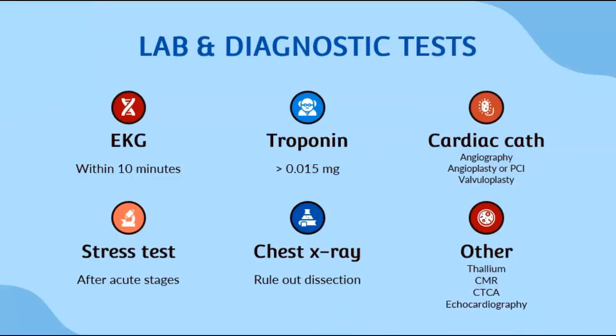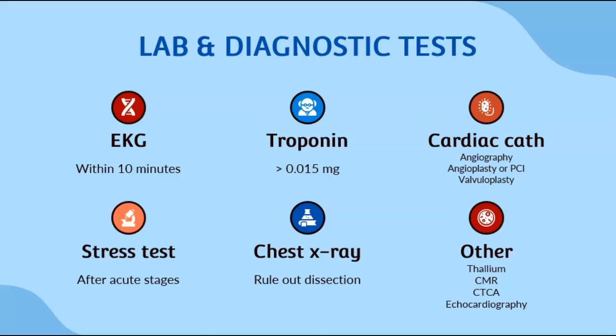Labs and diagnostic tests for acute coronary syndromes. An EKG should be completed within 10 minutes of the patient stating that they have chest pain, whether they come in to the ER or if they're inpatient and they tell someone that they have chest pain. Depending on what leads the EKG changes are in will tell the provider where the ischemia is occurring or where the infarction is occurring.